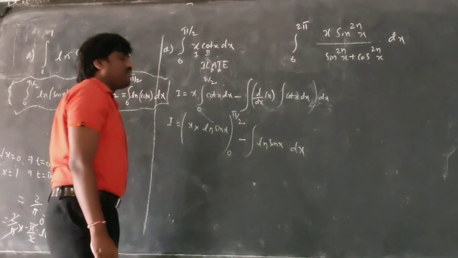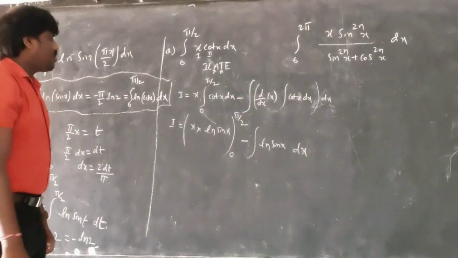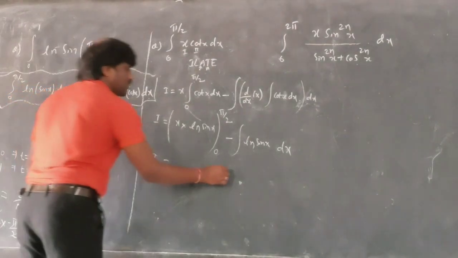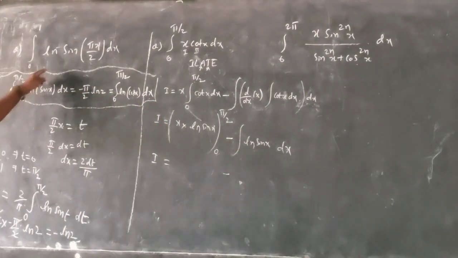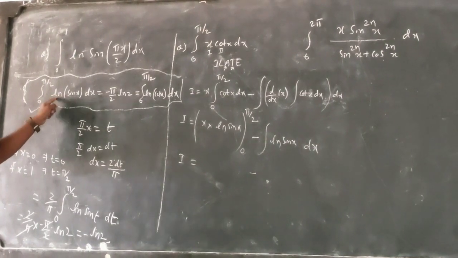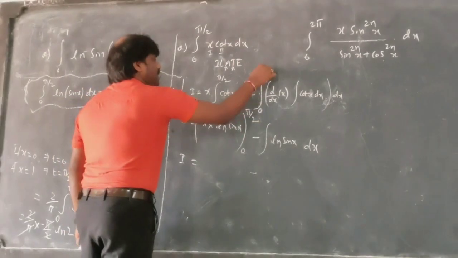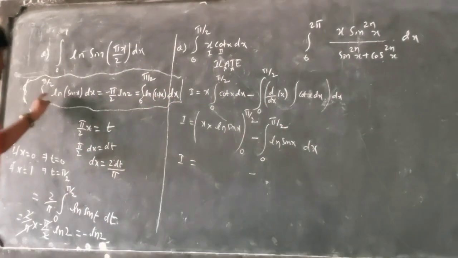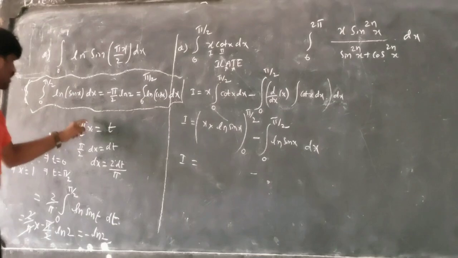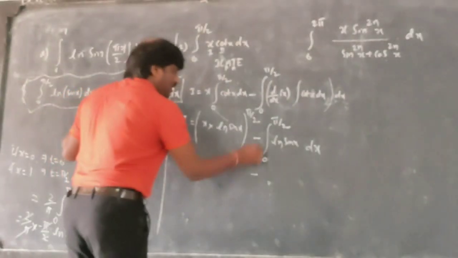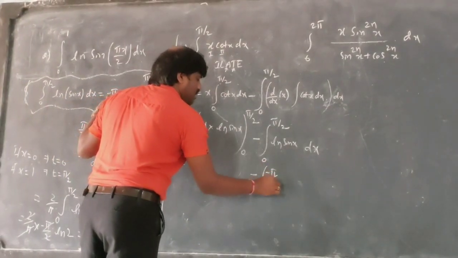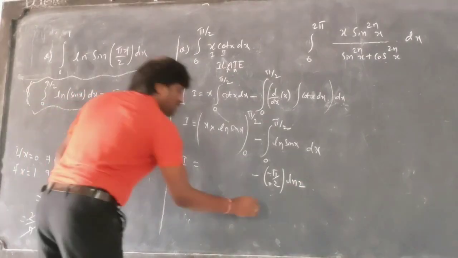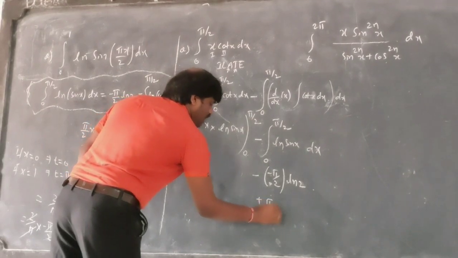The integral of cot x is ln |sin x|. So you see here ln sin x, and you already have this answer: the integral of ln sin x dx from 0 to pi/2 is minus pi/2 ln 2. Already you have a minus sign, so minus into minus gives plus. So the answer is plus pi/2 ln 2.